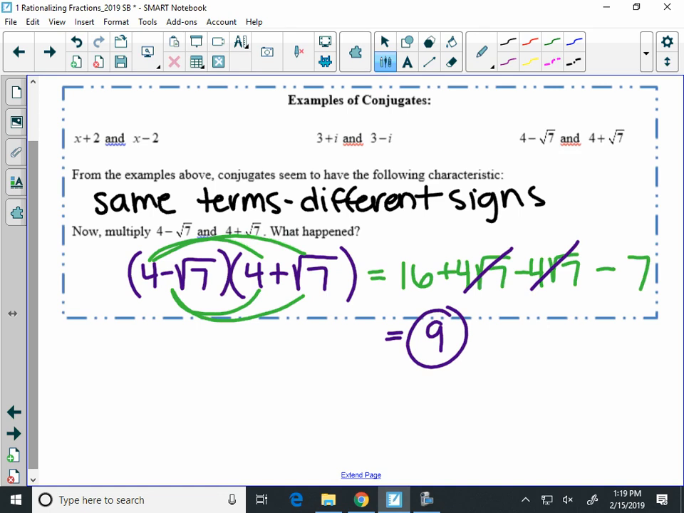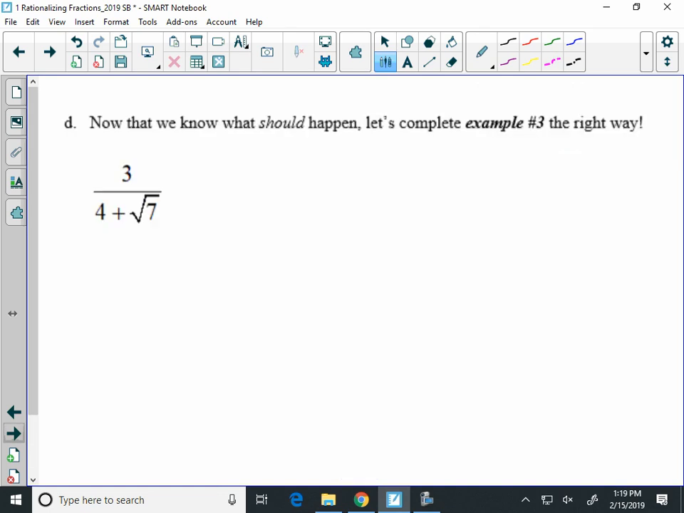So right underneath, you don't have to flip anywhere. Let's look right under. 3 over 4 plus radical 7. So what I'm going to do when I rationalize these is you need to multiply by the conjugate. So what is the conjugate of 4 plus radical 7? 4 minus radical 7. So you'll multiply by 4 minus radical 7 over 4 minus radical 7.